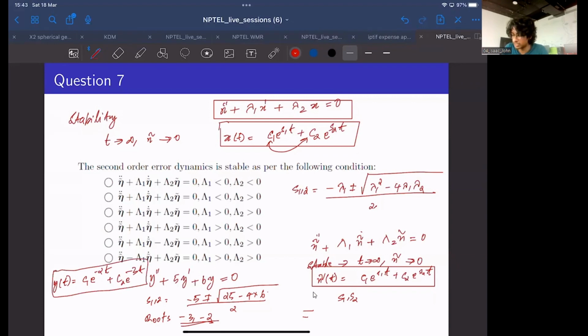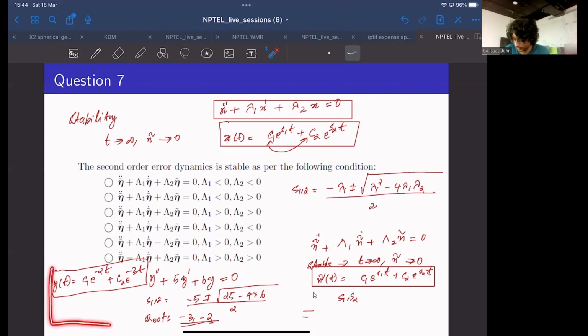So for a system like this, it is guaranteed that as time tends to infinity, y of t tends to 0. And look at the coefficients of this differential equation: the coefficients are all positive. So if you can correlate this to the question that is asked, we have a differential equation, eta tilde double dot plus lambda 1 eta tilde dot plus lambda 2 eta tilde, and what should be the condition on lambda 1 and lambda 2 so that the error dynamics would be stable as time tends to infinity.